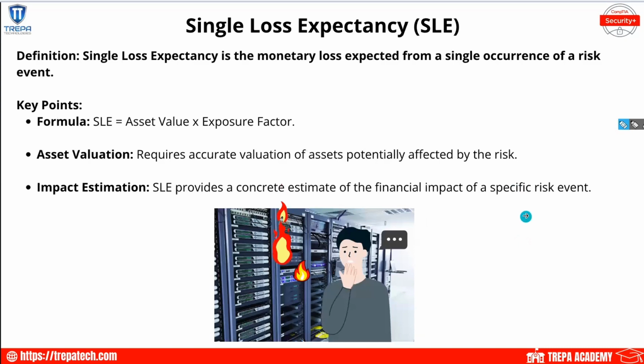So now let's go over some of those quantitative terms. So the single loss expectancy. So this is the monetary loss expected from a single occurrence of a risk event. The single loss expectancy is formulated by multiplying the asset value times the exposure factor. So this requires accurate evaluation of assets, and it gives us impact estimation. So the SLE, or single loss expectancy, provides a concrete estimate of the financial impact of a specific risk event.